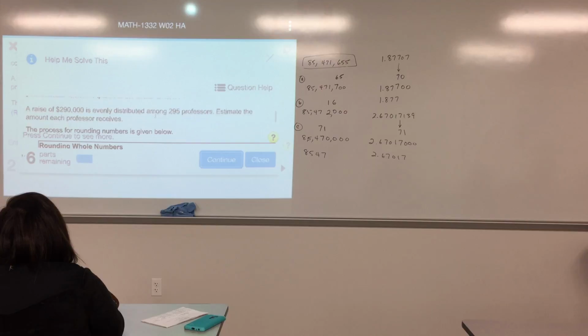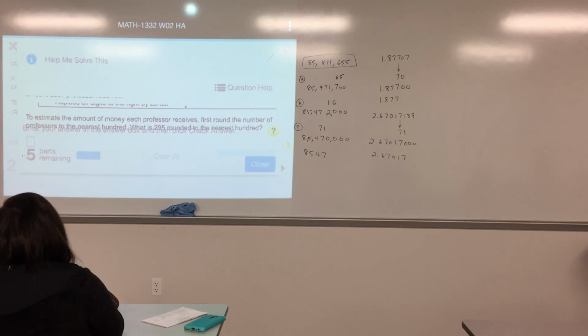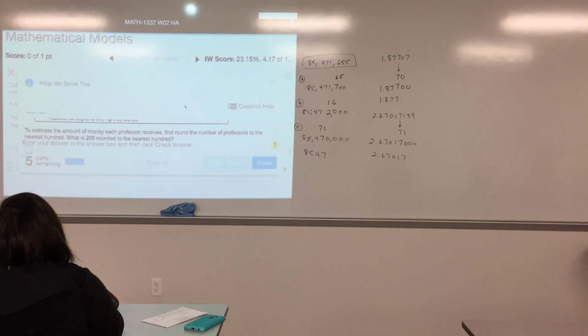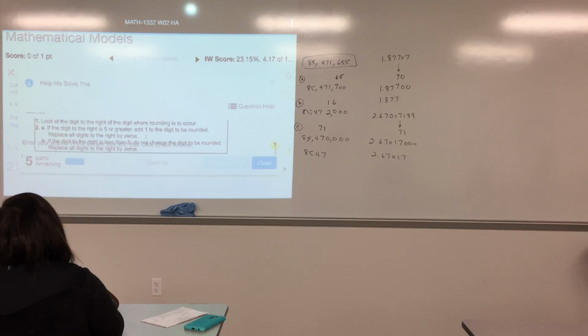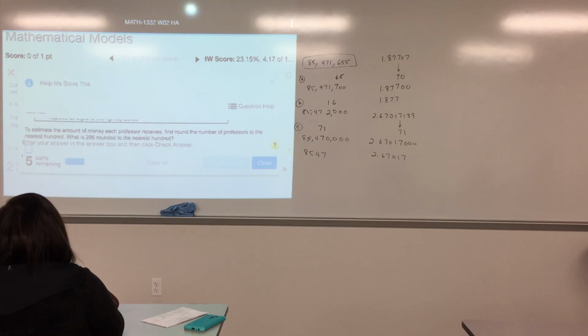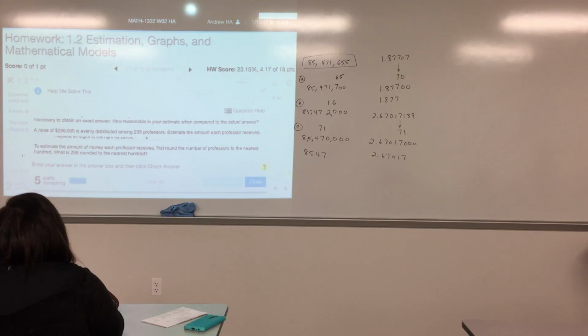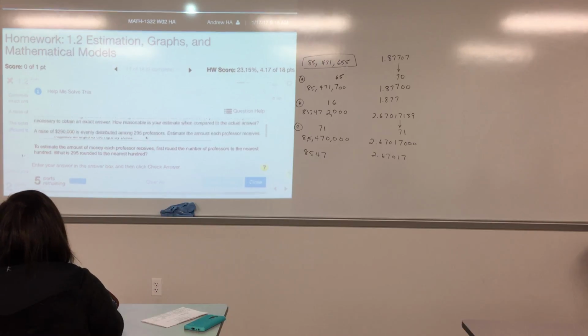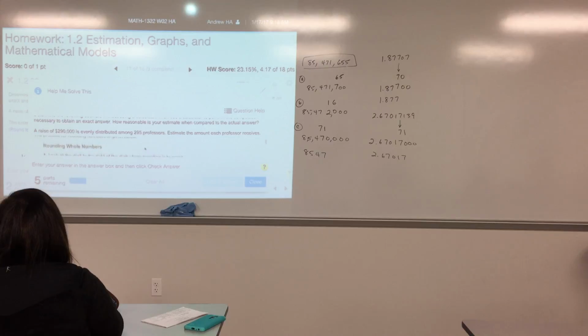It says a raise of 290,000 is evenly distributed. Estimate the amount each professor receives. Okay, so, oh, this is a mess. Let's back up. It's hard for me to show this to you on this screen. And now it's too small. This is terrible. Okay, so what we need to do is, what is 295? They walk you through this.